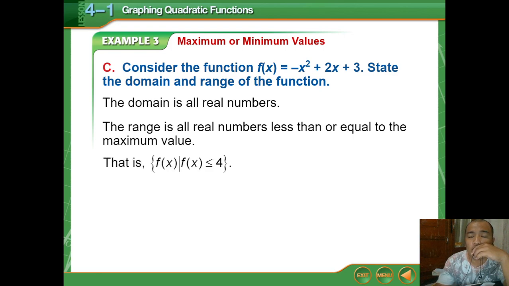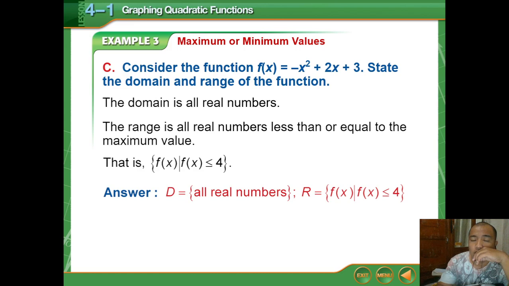And what is the maximum value here? It is the y-coordinate of the vertex, 4. So f of x, or y, is less than or equal to 4. That is the range. Domain: all real numbers. Range: f of x is less than or equal to 4.